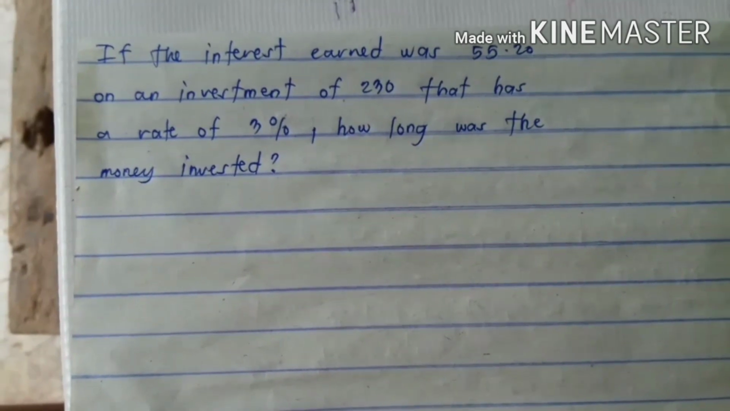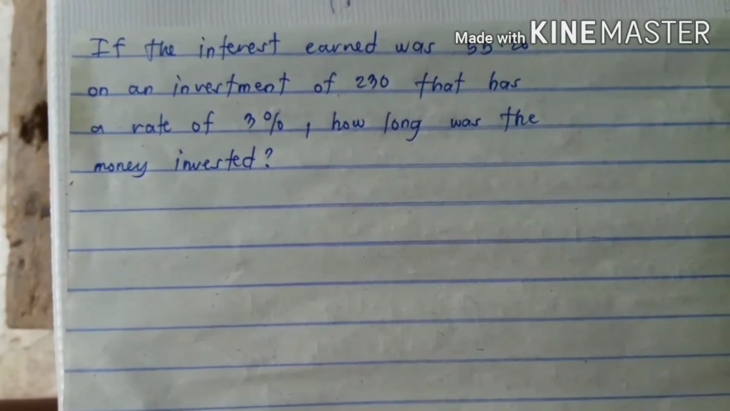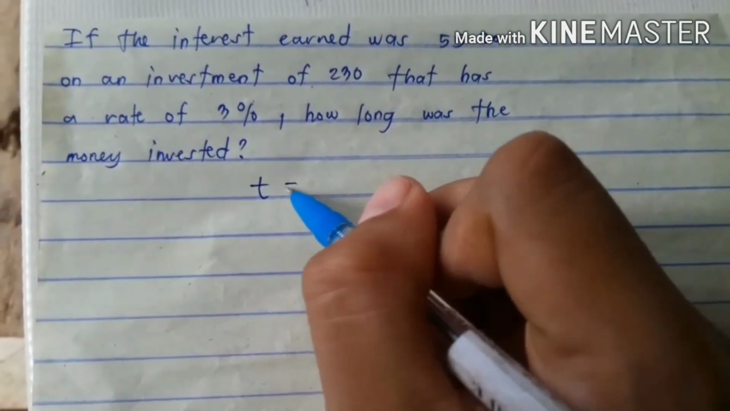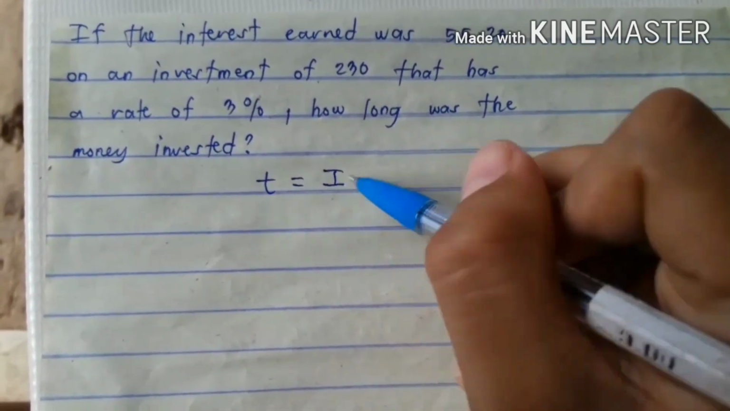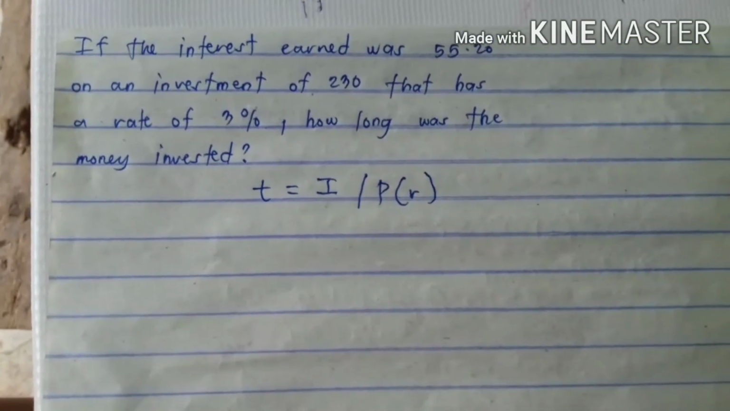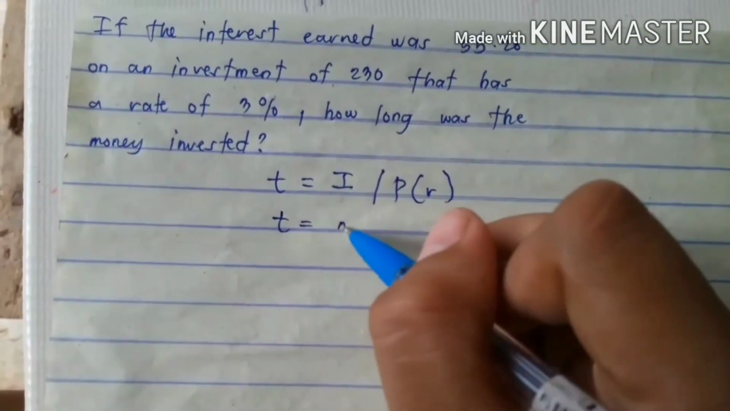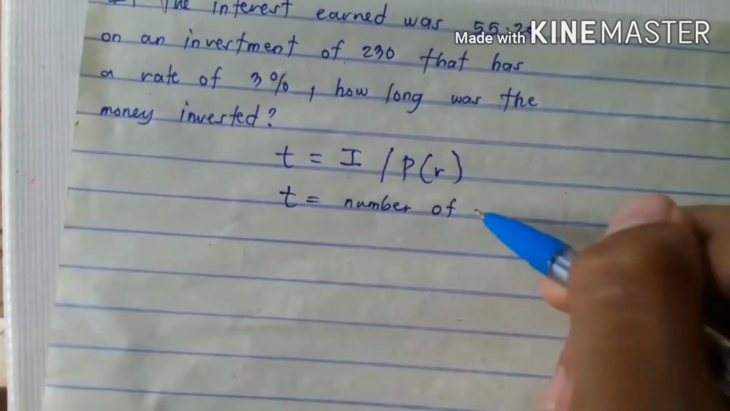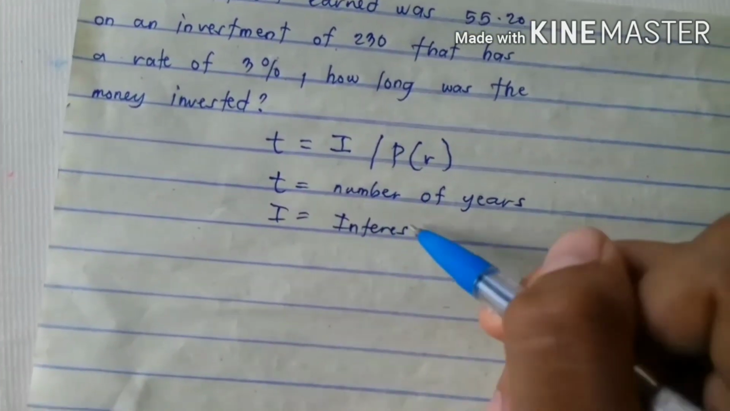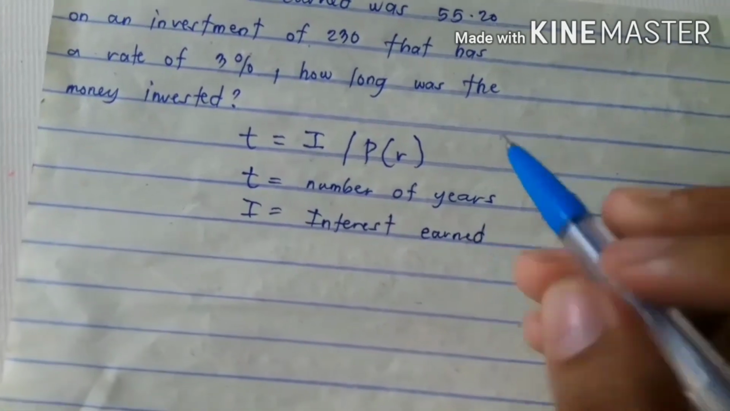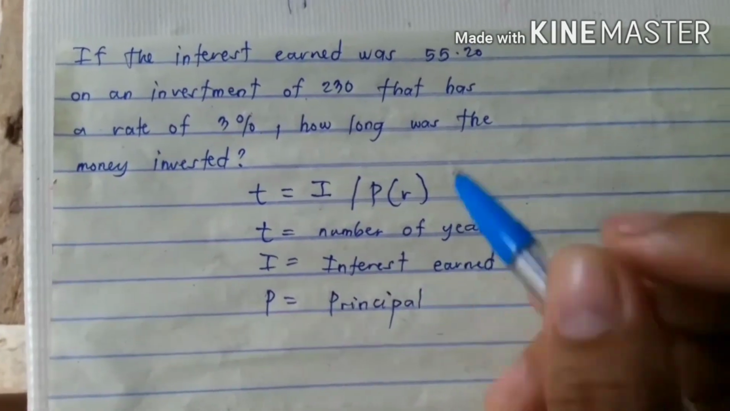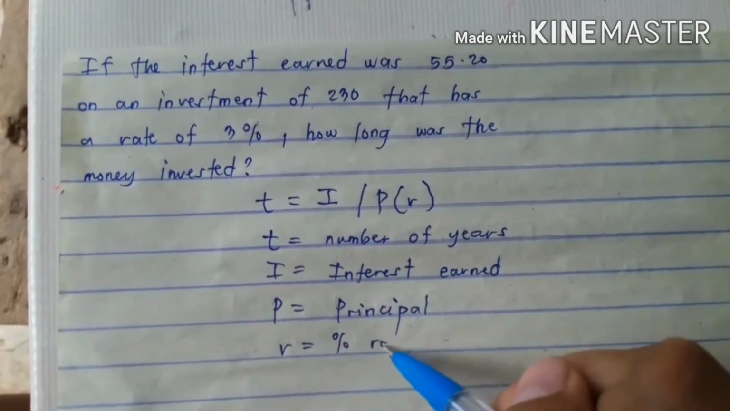If the interest earned was 55.20 on an investment of 230 that has a rate of 3%, how long was the money invested? We are looking for the number of years. This is the formula. T equals I divided by (P times R), where T is equal to number of years, I is equal to interest earned, P is equal to principal, R is equal to percent rate as decimal.